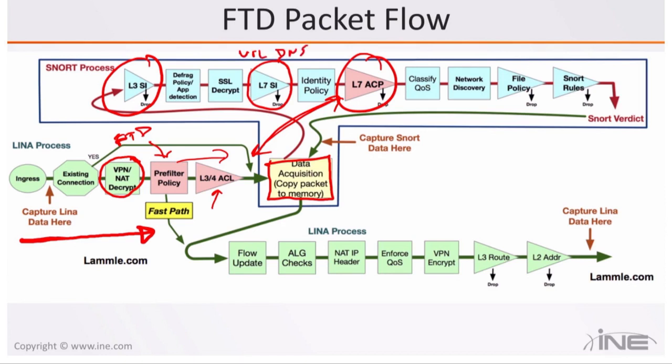So basically, guys, as this comes through here, the snort verdict on the packet is handled then by the Lena, right? The snort process doesn't drop anything. It just marks it to be dropped or marks it to be passed. So remember that the snort process is a big picture here. Security intelligence, IPS, AMP, URL, and you've got file policy, right, which is part of your malware, your IPS.